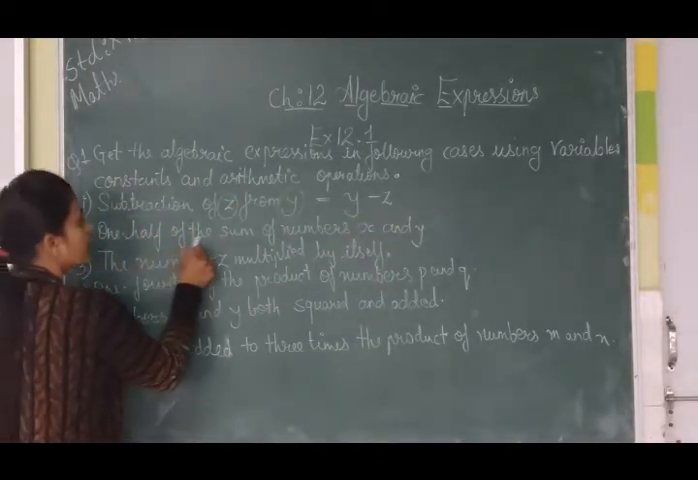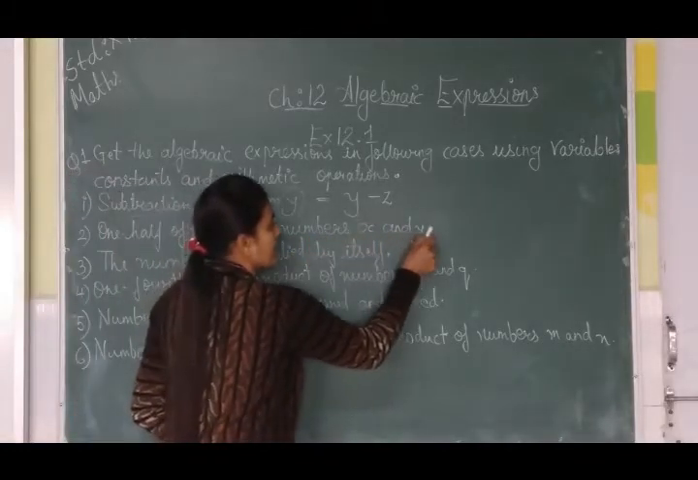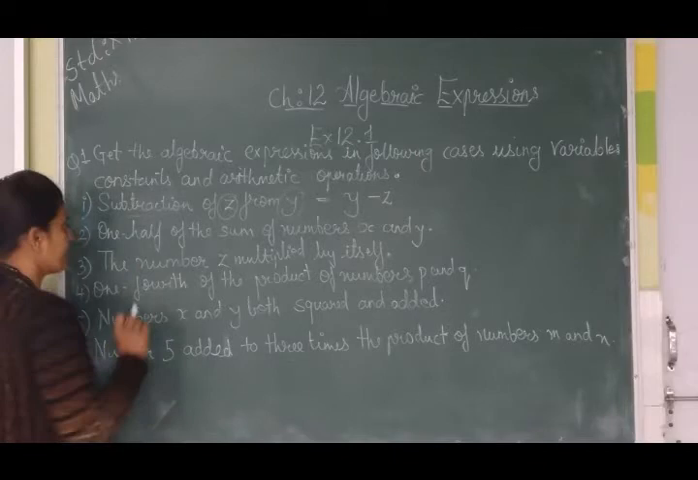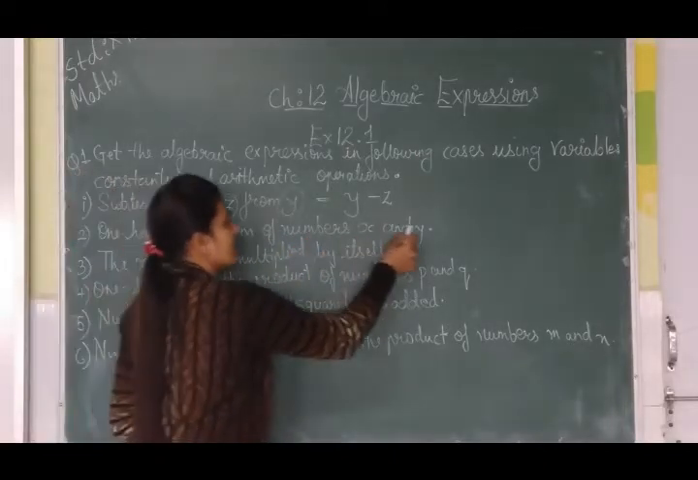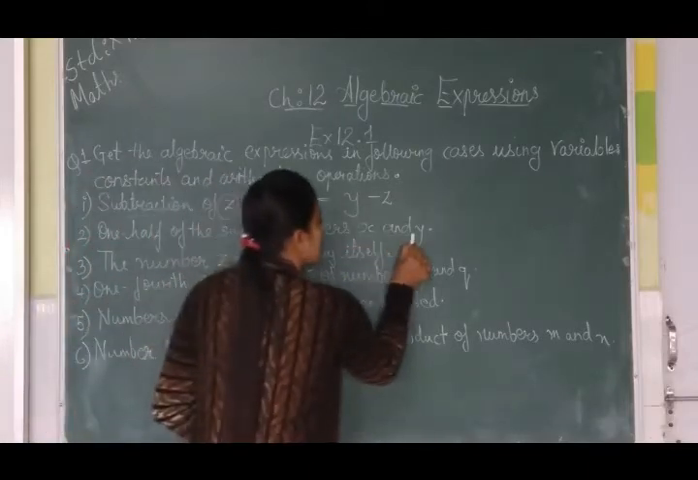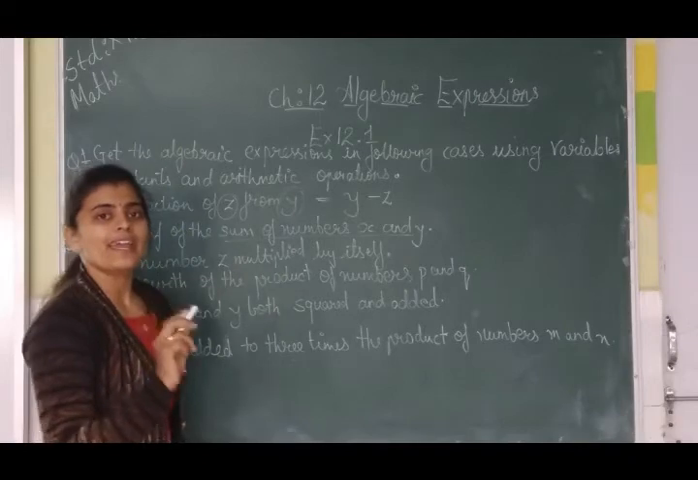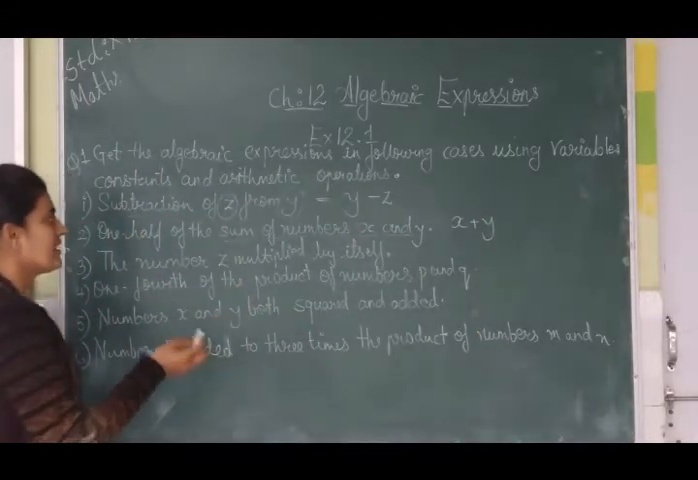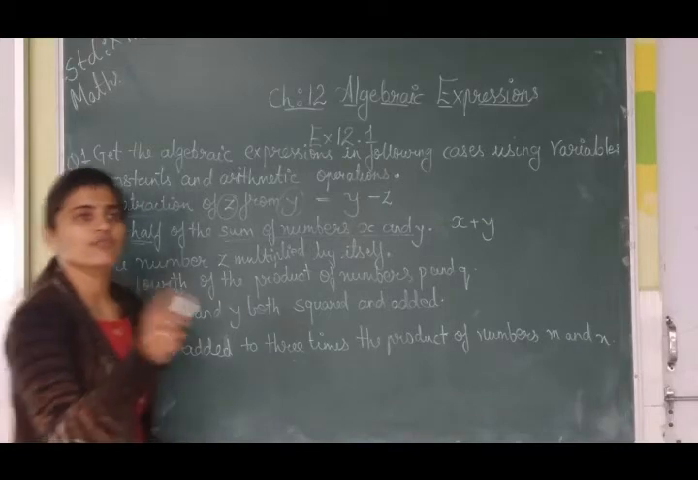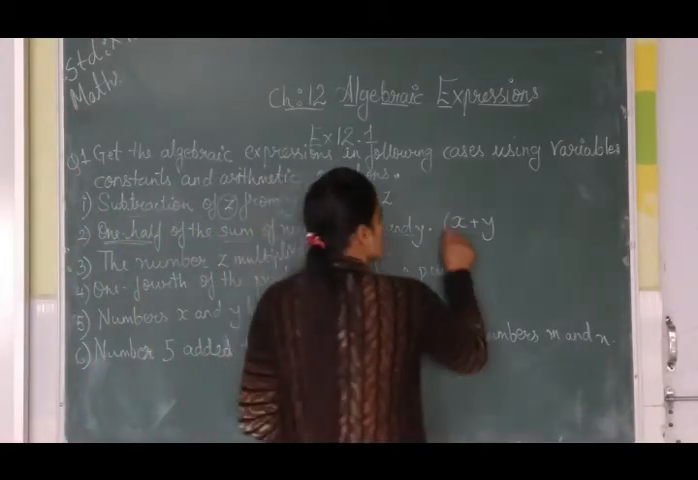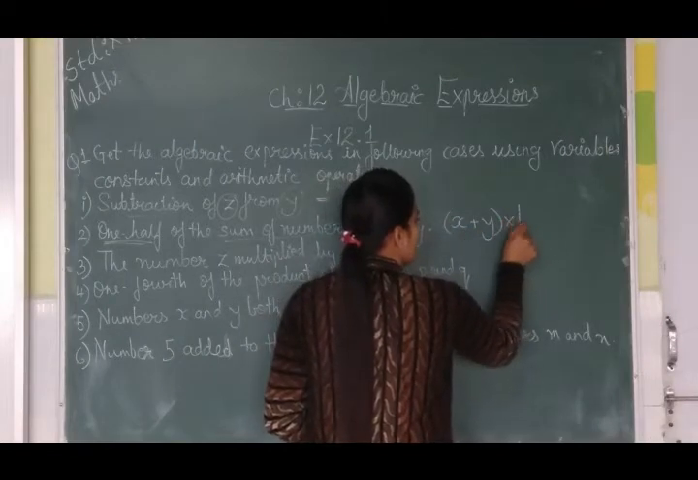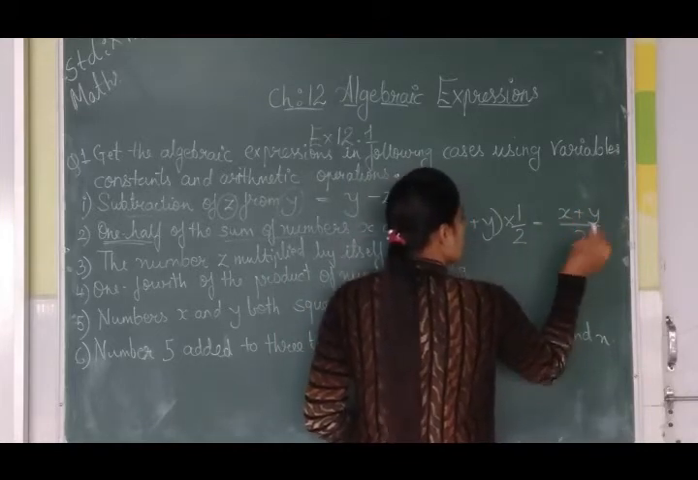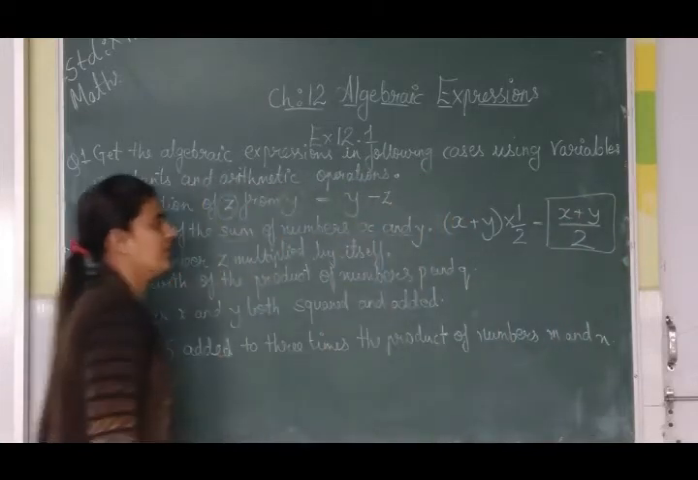Next, 1/2 of the sum of numbers x and y. 1/2 means 1 divided by 2. So first we need the sum of numbers x and y. The sum of x and y will be x plus y. Now for x plus y we want 1/2, that means we have to multiply this by 1 by 2. So x plus y will be multiplied by 1 by 2. So what will we get? x plus y divided by 2. So this is the algebraic expression of this statement.